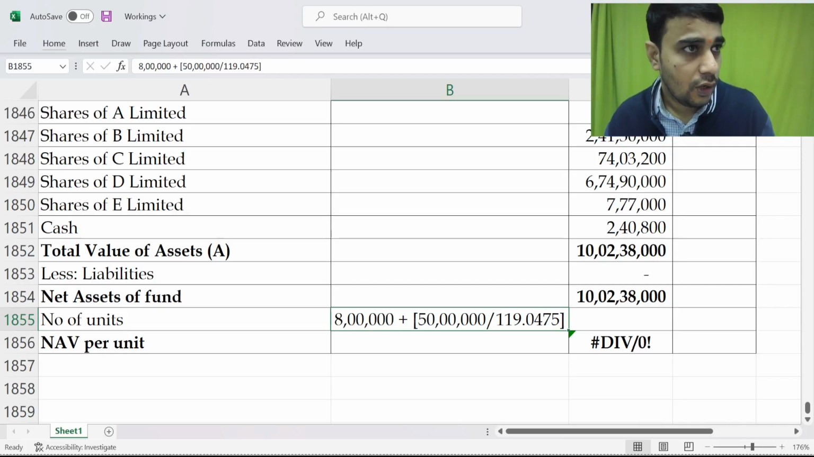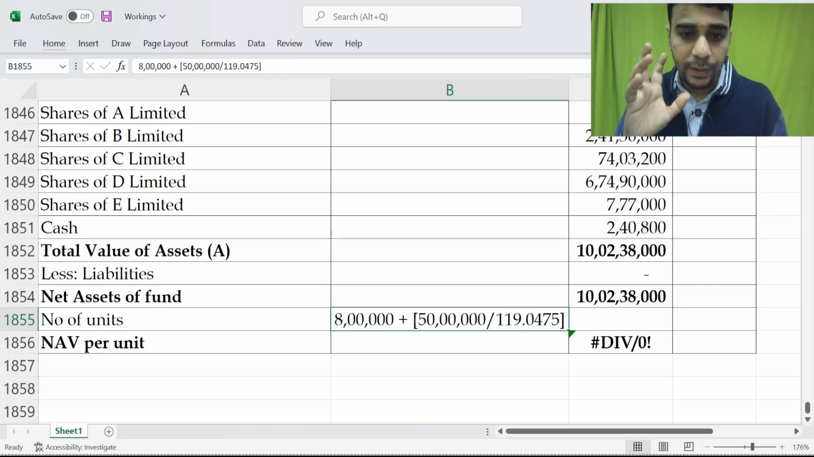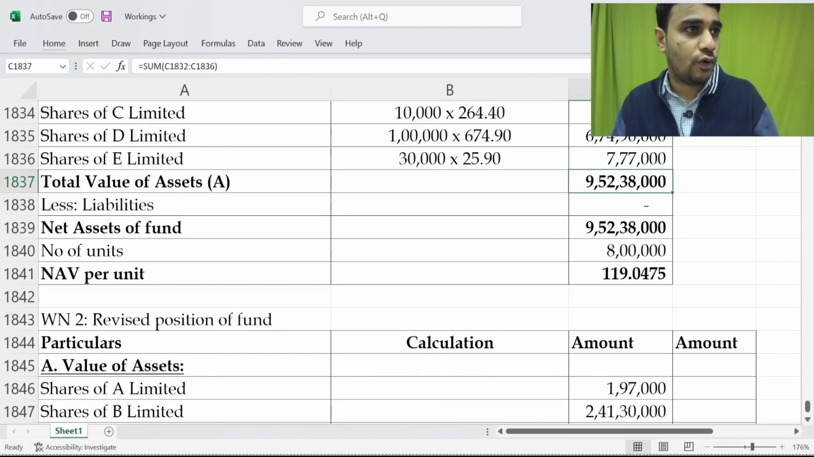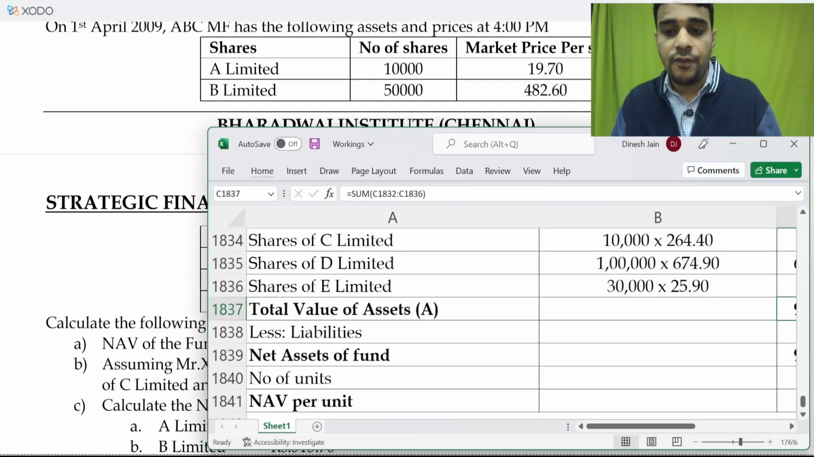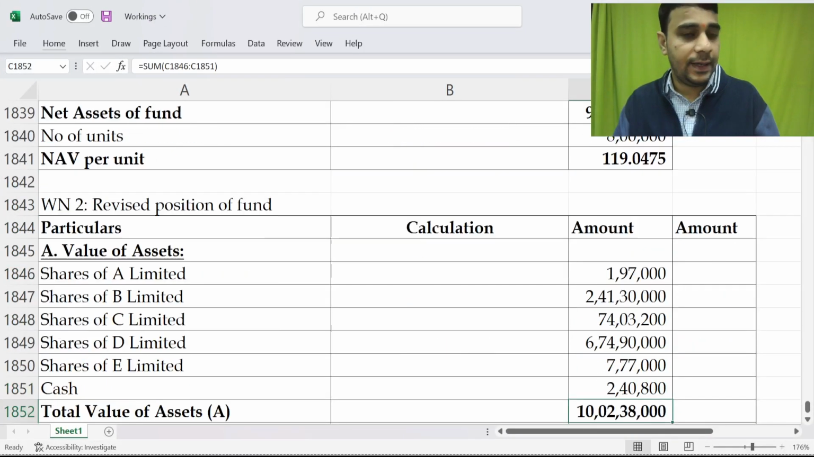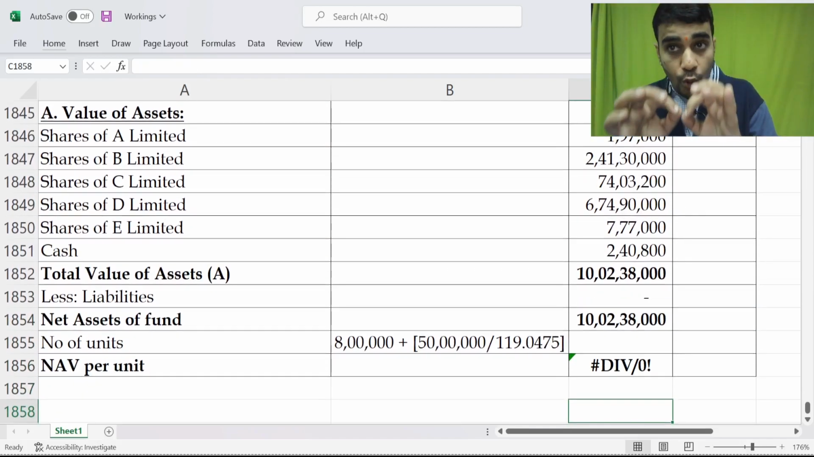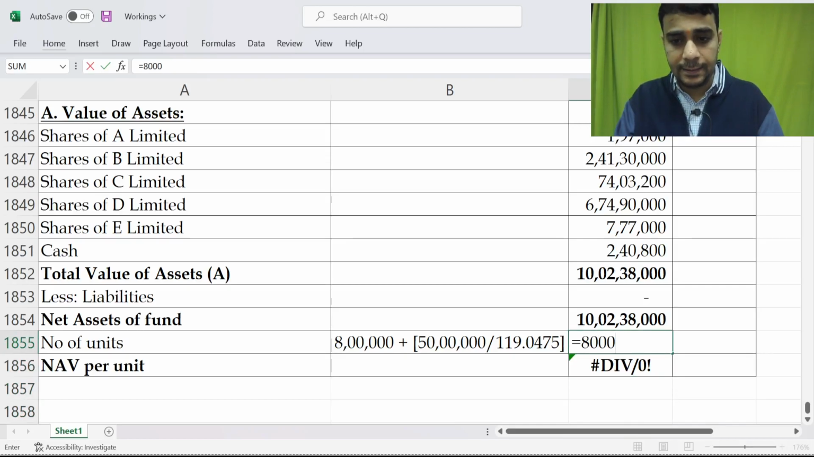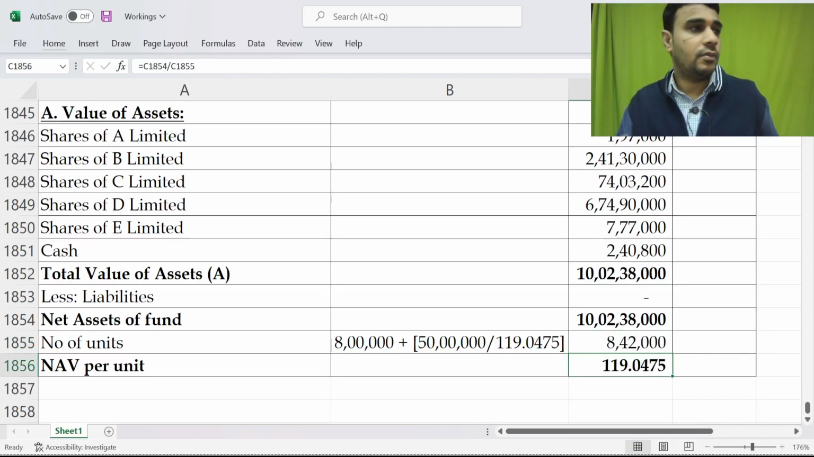Closing NAV also will not change, because the simple thing is 8 crore units, value is 9 crore 52. Value went up by 50 lakhs. You will see a proportionate increase in the units also. Proportionately, the units will also go up. NAV will remain the same. So 8 lakh plus 50 lakh, 119.0475. It remains 119.0475.